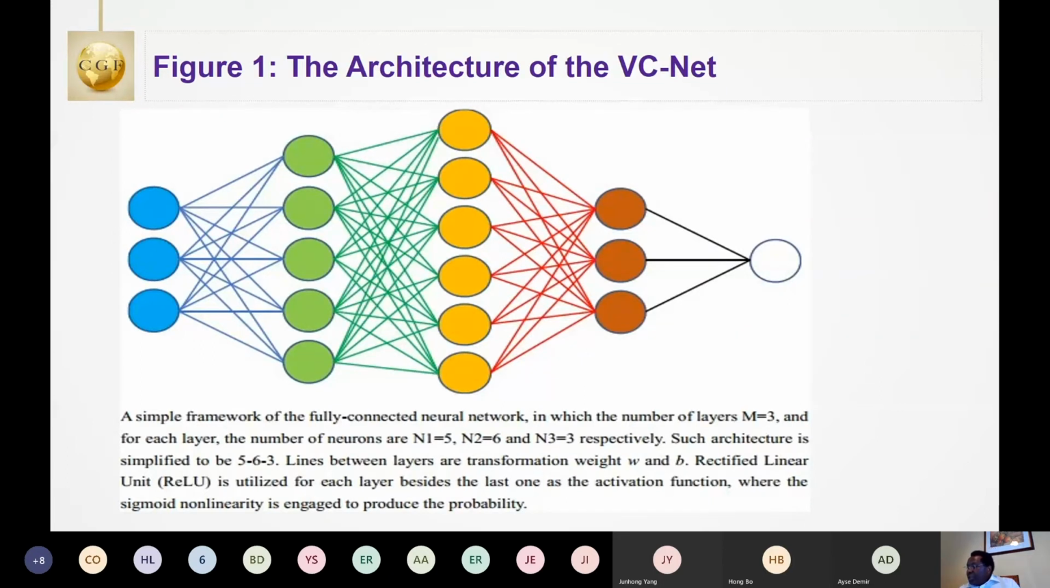In fact, I should point out that if the neural networks are removed, you can actually condense this framework into a logistic regression model.